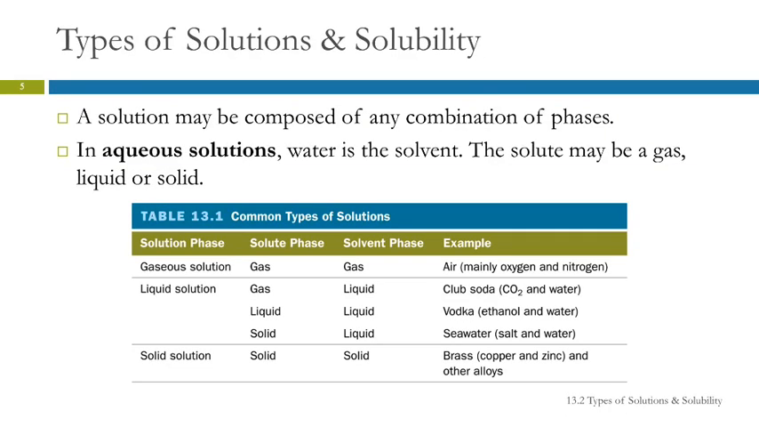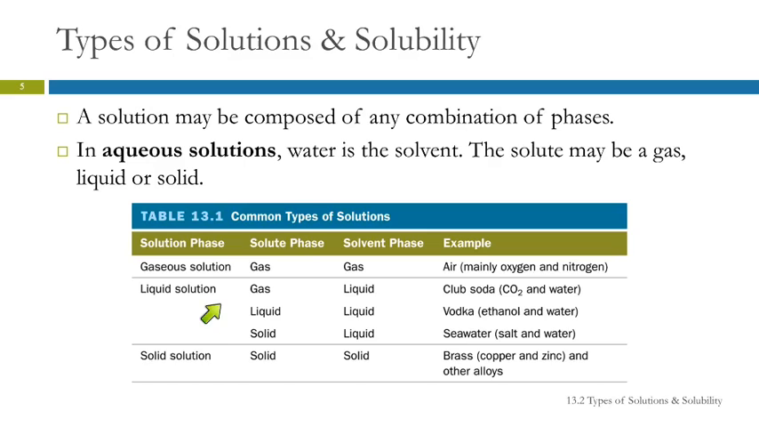So there are different types of solutions. You can have a solution composed of any combination of phases. And here are some examples. Gaseous solutions are very common. The air we're breathing is a gas solution. Air is mostly oxygen and nitrogen, but then there's other gases in there as well.